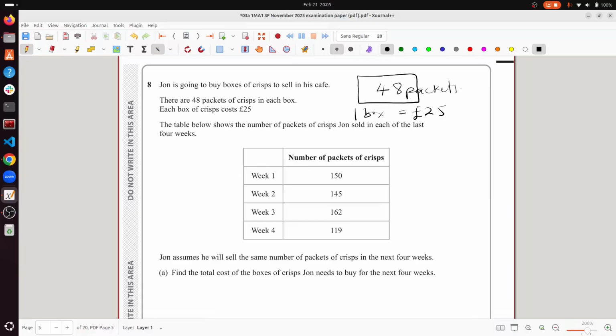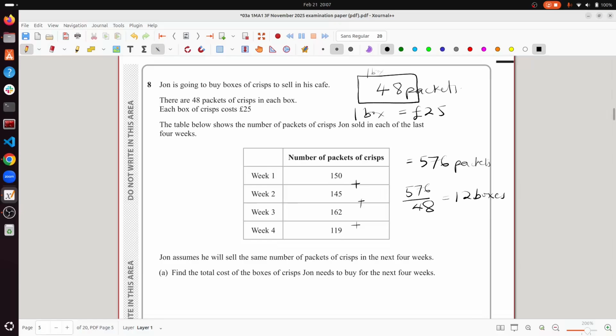So we can add 150 plus 145 plus 162 plus 119, and that gives us 576 packets of crisps. Now we know that one box holds 48, so let's find out how many boxes we will need. So that will be 576 divided by 48, and that tells me we will need 12 boxes.